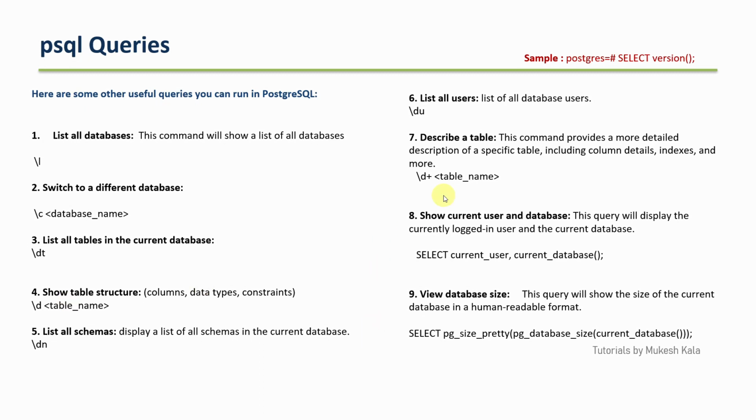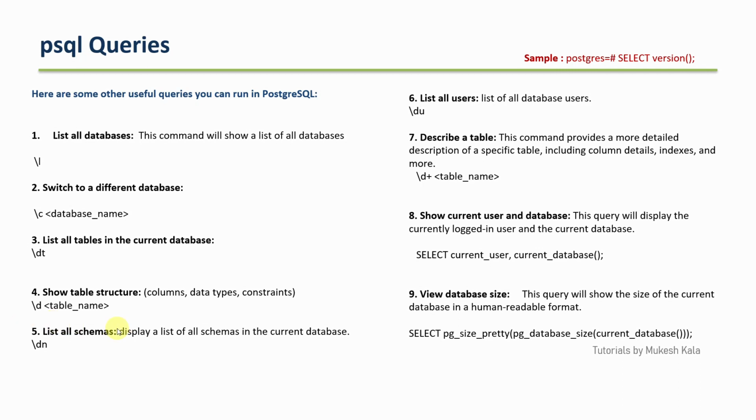At the top you see the sample query which I had just executed: postgres hash, select version. Whatever query we are executing, we have to write it after this hash prompt, like this: select version. Now, these are all the commands, such as list all the databases, switch to a different database. If I want to list all the databases, I simply use \l, and it will show me the list of all the databases. If I am interested in getting the table structure, I'll write \d and then the table name.